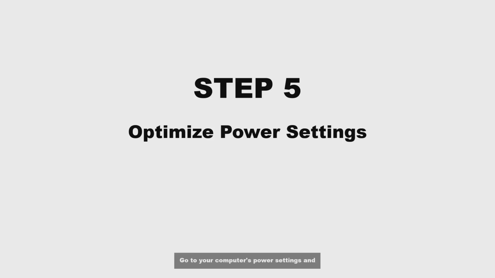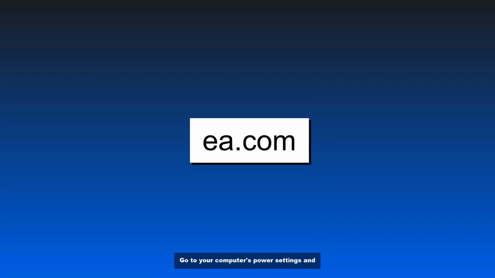Step 5. Optimize power settings. Go to your computer's power settings and select the high performance option. This will ensure your system is using maximum power for gaming, which can help reduce FPS drops.